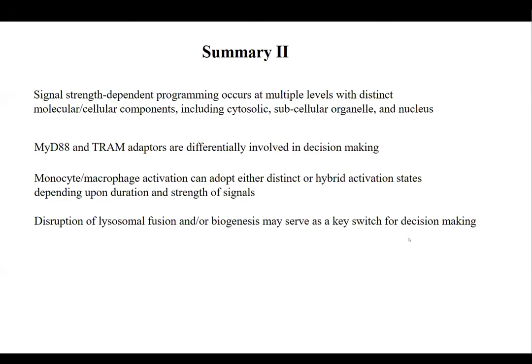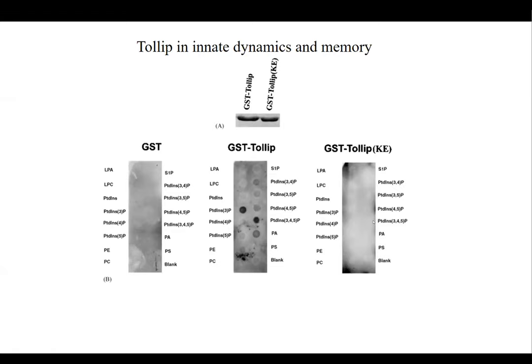And then I'd like to talk about another unique adaptor molecule in the innate immune cell called TOLLIP. This is a less studied adaptor molecule as compared with MYD88 or TRIF. We first found this molecule to be able to bind with phospholipid in the early 2000s. This is the first example that a TOLLIP receptor intracellular adaptor molecule can bind with phospholipid.